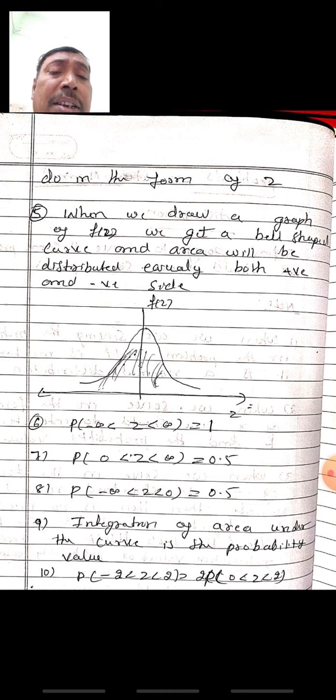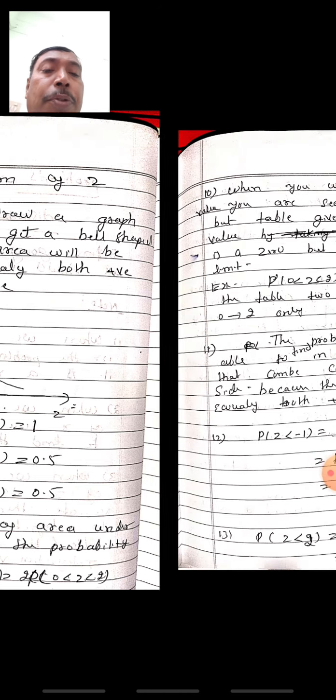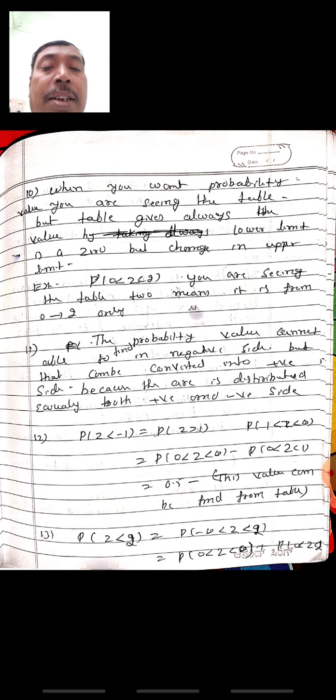Actually, in these problems, we cannot find the area on the negative side, so negative should be converted to the positive side, because the table I am using does not show the negative side. It is converted to positive. Minus 2 to 0 is the same as 0 to 2. That's why I take it as 2 times the probability of 0 to 2.